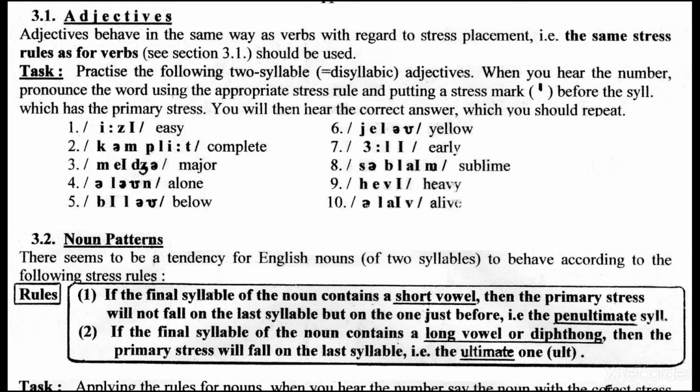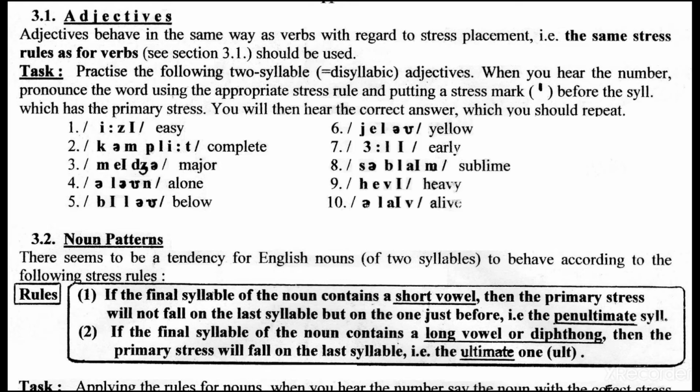Second adjective, complete. Complete. So here the stress is on the ult, that is leet. So why have we put the stress on the ult? Because we have applied rule 1A, which says the case of long vowel plus one consonant. We have the long vowel E plus the consonant T. So it's rule 1A, stress on the ult.